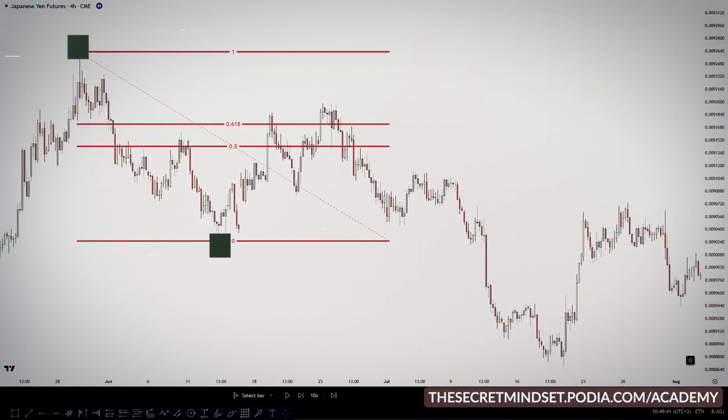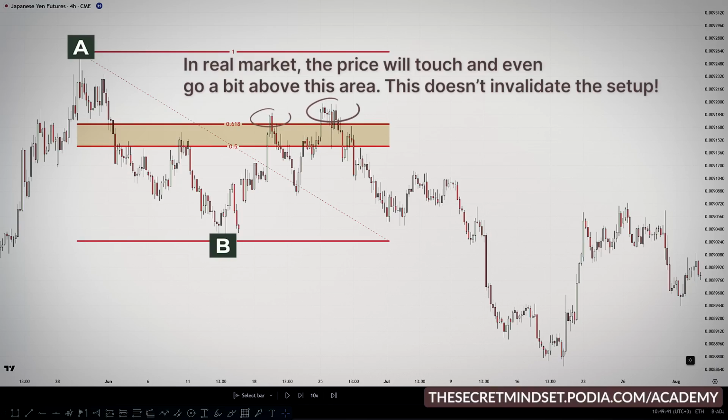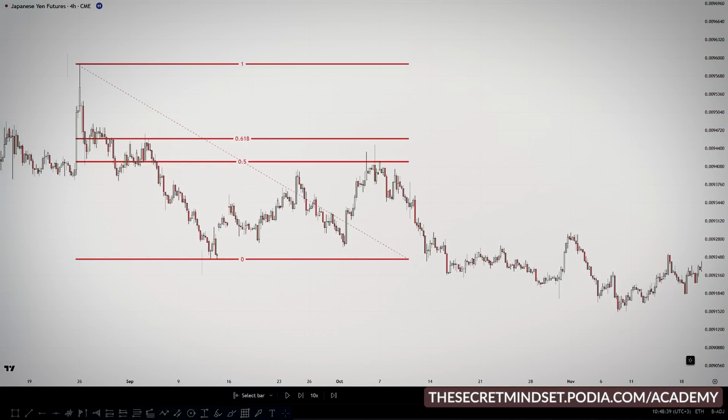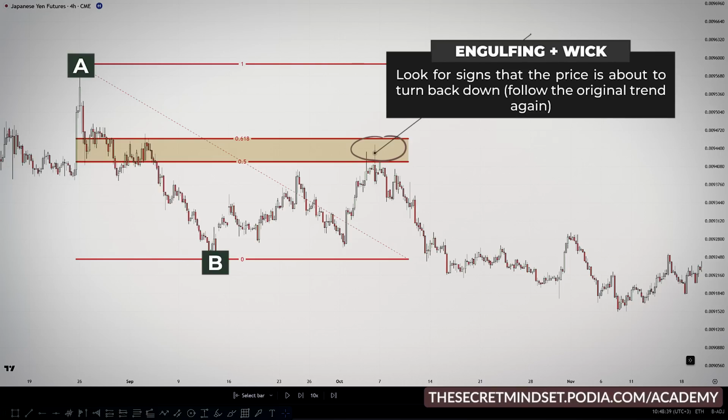In the real market, the price will touch and even go a bit above this area, but this doesn't invalidate the setup. So it's okay if the price goes above the 61 line. Once it returns below it, that's a good sign for our strategy. This moment is when we get ready to make a move. We are looking for signs that the price is about to turn back down. Maybe it's a bearish candle forming, or other factors lining up. The idea is to catch the market just as it's deciding to follow the original trend again.